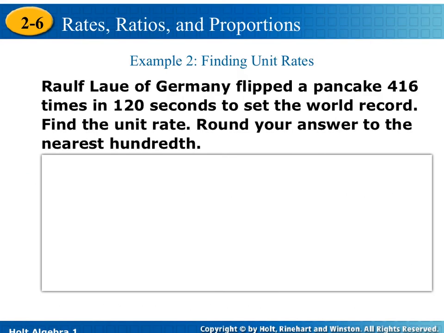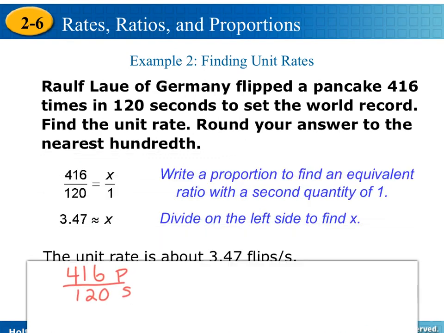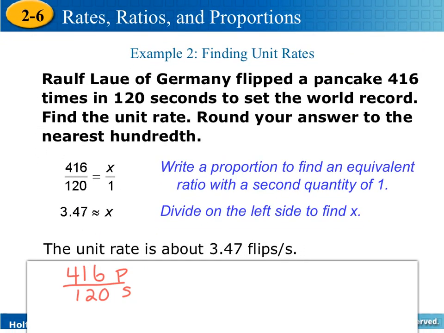Ralph Lau of Germany flipped a pancake 416 times in 120 seconds. The question is, find the unit rate. So unit rate would be pancakes per second. And to get that, I would just divide it out. I would divide the numerator by the denominator. My answer should be about 3.47 pancakes per second would be the unit rate there, okay?